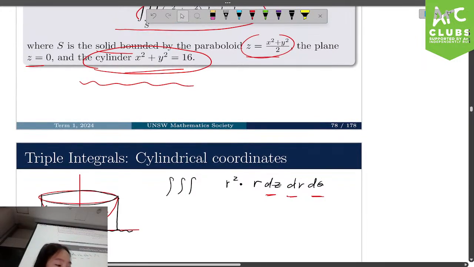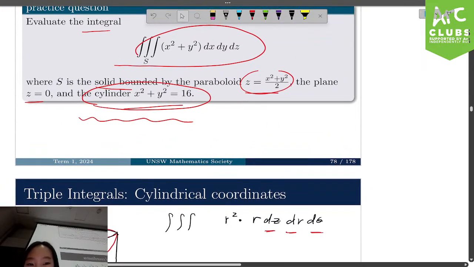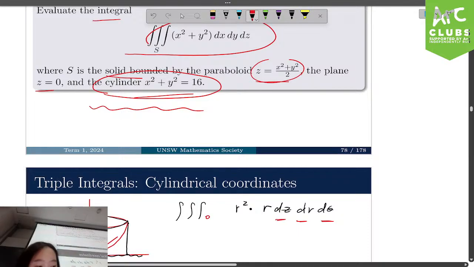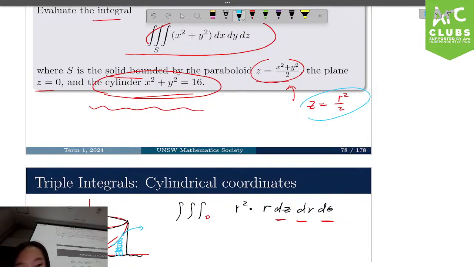So for z first. Okay, for z it's actually not hard, because from the plane z equals 0, our lower bound is very easy. We'll get 0 already. And for our upper bound, we just need to plug in a value over here, which is z equal to r squared over 2. That's our upper bound, right? So you can imagine you have a little cube over here, and it's adding up, accumulating all the way to here, where it's bounded by this surface. What is that? It's our paraboloid. So we're just plugging in the value here. So that would just be r squared over 2. Okay, solved.